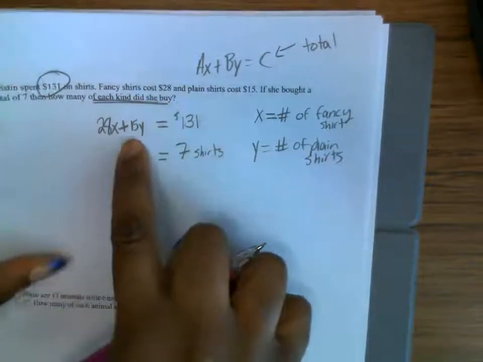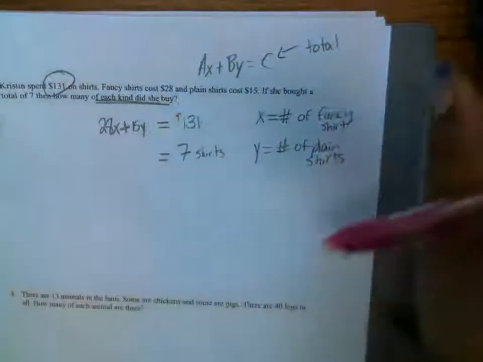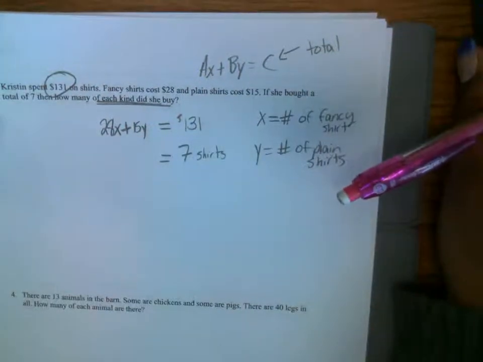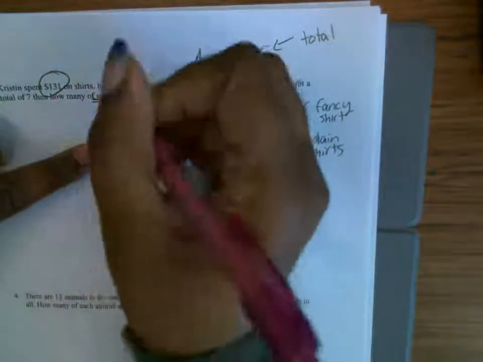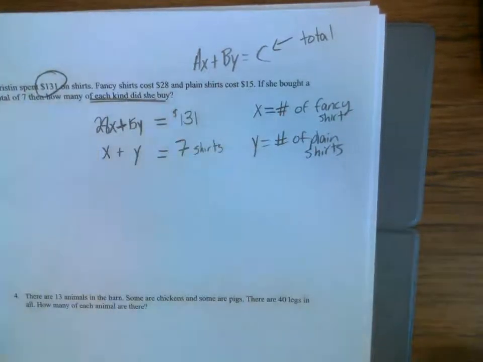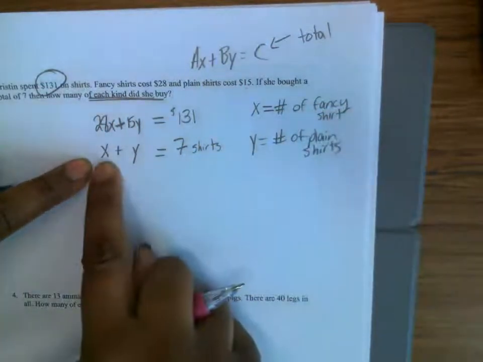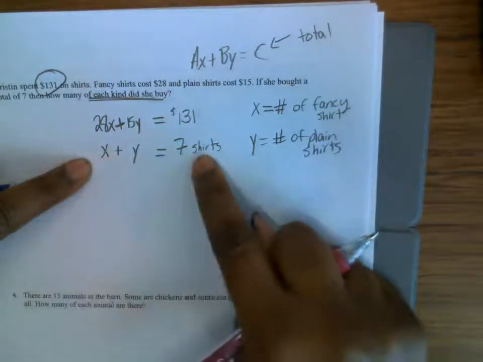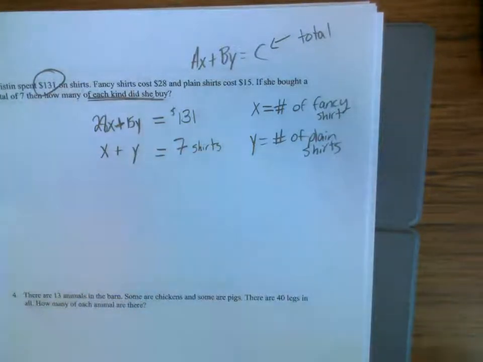Any questions about how I got the first equation? The second equation is the total amount of shirts. So that's just going to be X plus Y, because X is the number of fancy shirts. So you got the number of fancy shirts plus the number of plain shirts is all going to equal a total of 7 shirts. Any questions about how I came up with those equations?